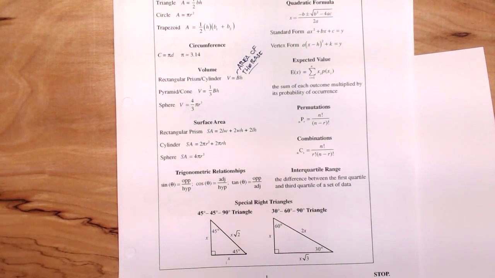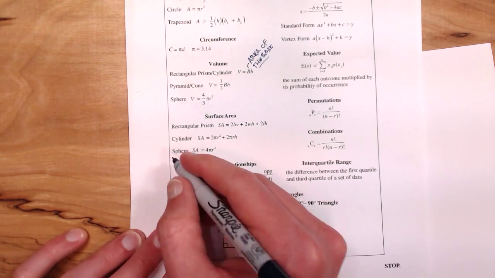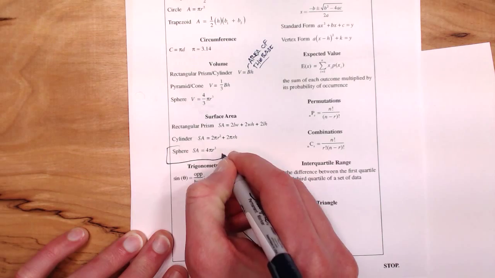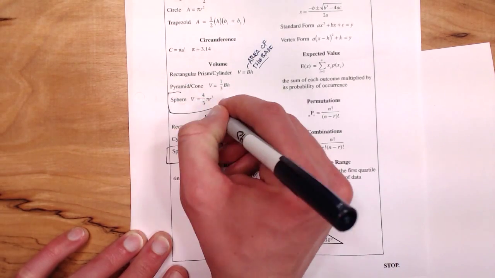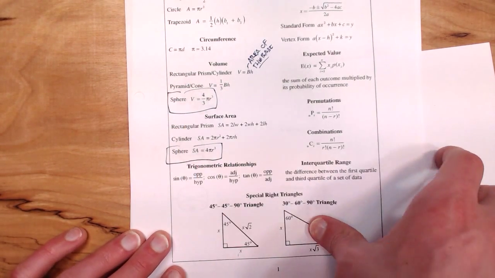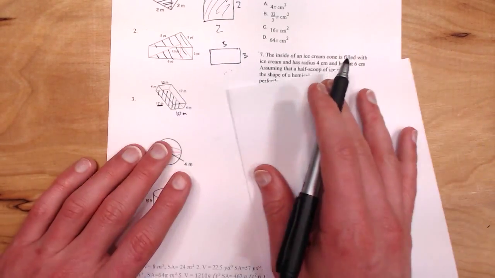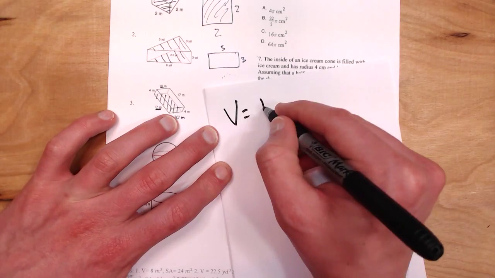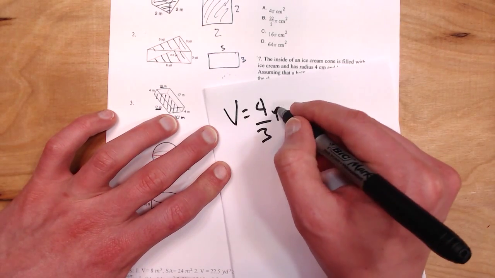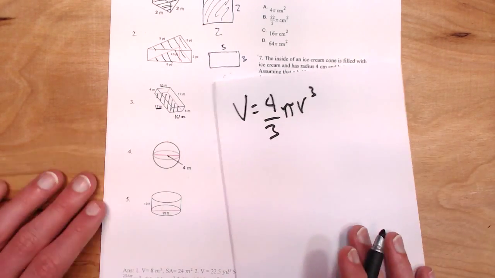So let's look at our formula sheet here. Do we see anything about spheres? Well, I see down here, here's the surface area of a sphere. That's cool, that'll be helpful. And here's the volume. Great. Okay, so we're good to go. Let's do volume first. So our formula says volume equals 4/3 pi r cubed.